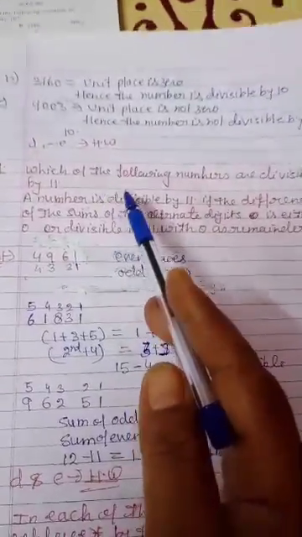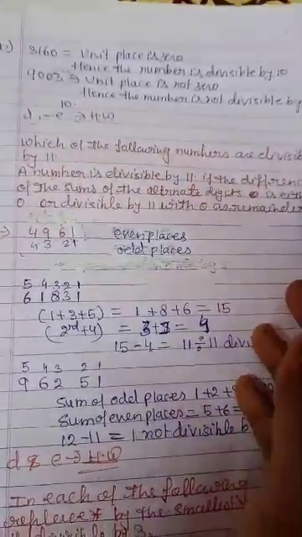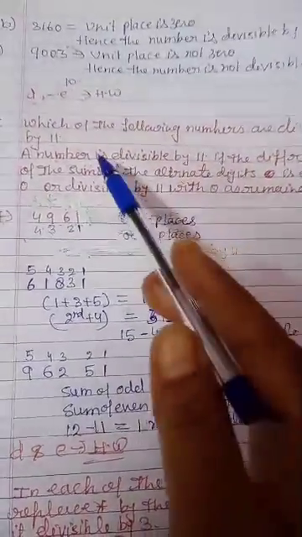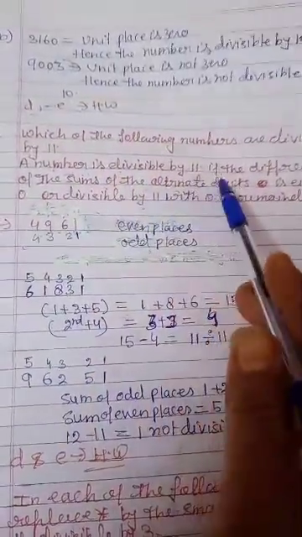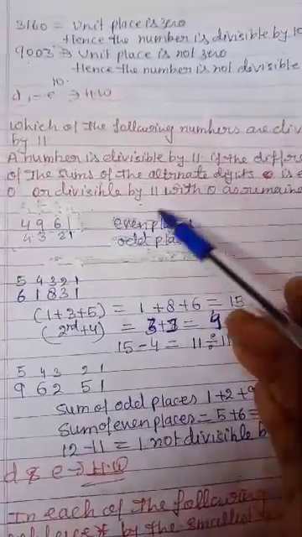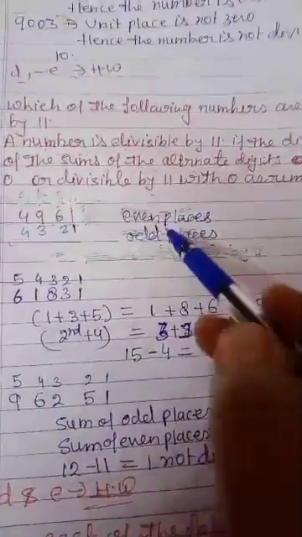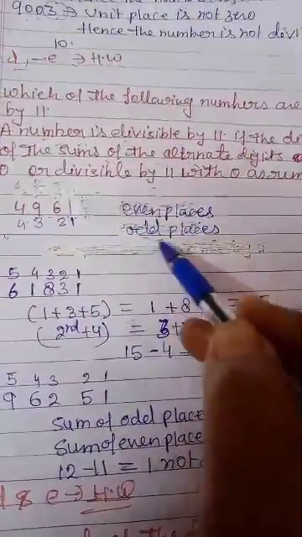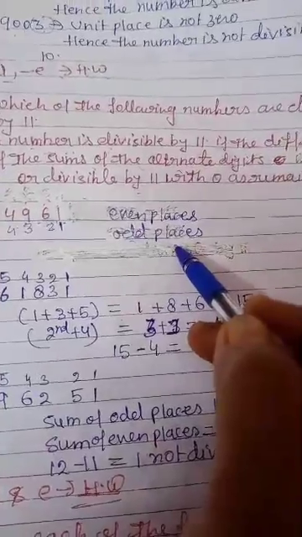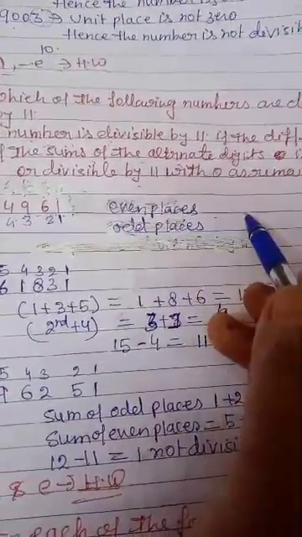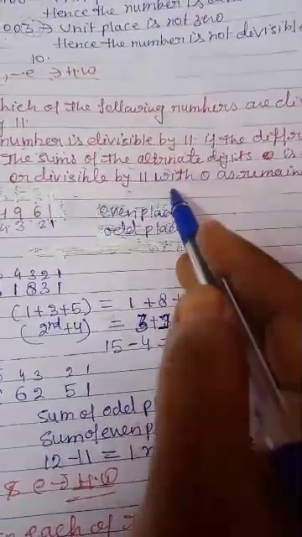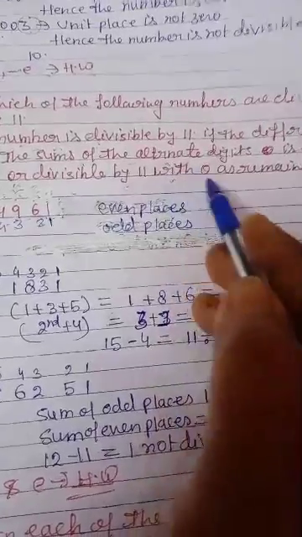Now see that beta, question number 9. In this question we are going to understand the divisibility of 11. The divisibility rule of 11 says that a number will be divisible by 11 if the difference between the sum of the digits in the even places and the sum of the digits in the odd places is either 0 or a multiple of 11.